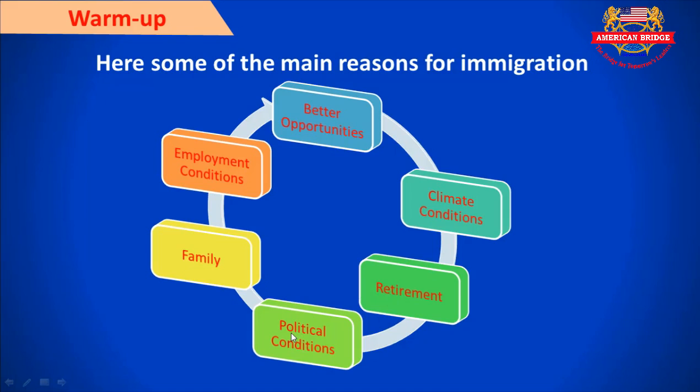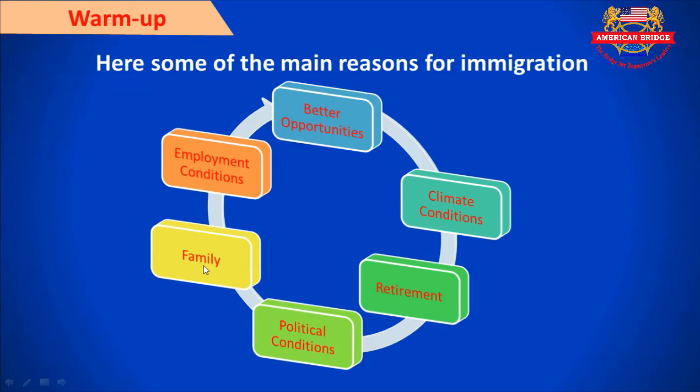The next one is about political conditions. You know that some politicians in one country have their license, their rule, or their accepted way to live in another country in case they have a problem, and they can go through the embassy. Okay, another one is family.